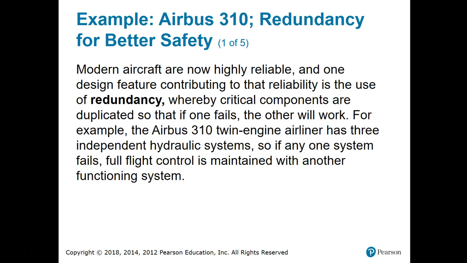For example, the Airbus 310 twin-engine airliner has 3 independent hydraulic systems. So if one system fails, full flight control is maintained with another functioning system. So you got 3. 1 fails, 2 to back it up. 2 fail, 1 to back it up. 3 fail, not so good. Maybe they should have got a 4th one. Who knows?